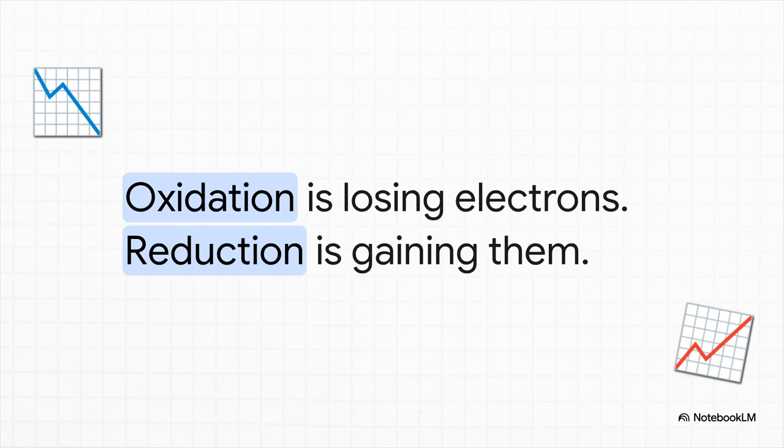Because electrons have a negative charge, losing them makes the atom's overall charge more positive. Reduction, on the other hand, is gaining electrons. You are literally reducing your positive charge by adding negative electrons to satisfy a deficit. Just remember, these two processes are totally tied together. If one substance loses an electron, another substance has to be right there to catch it.